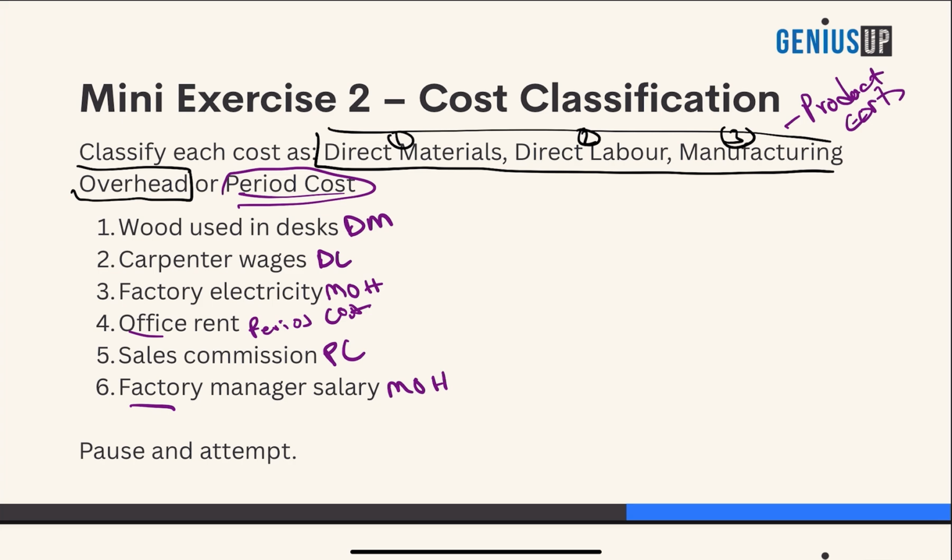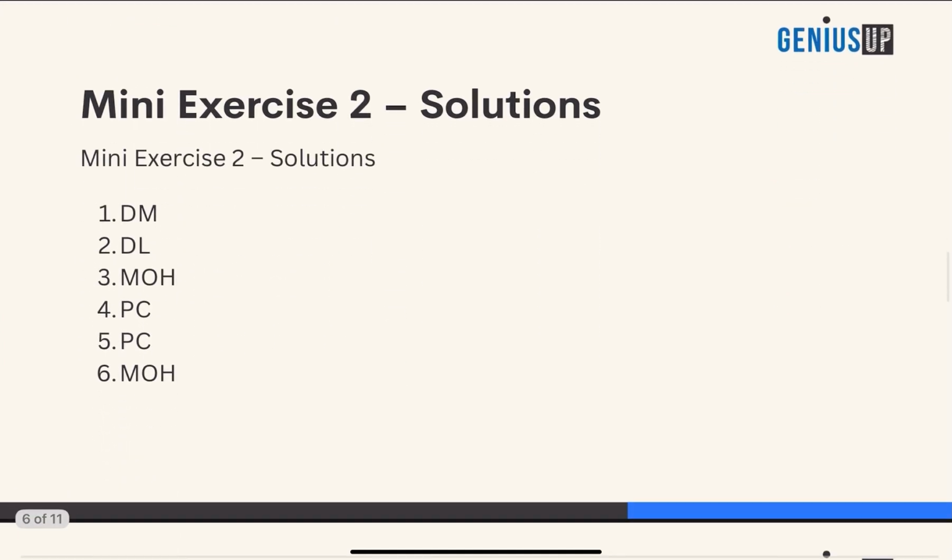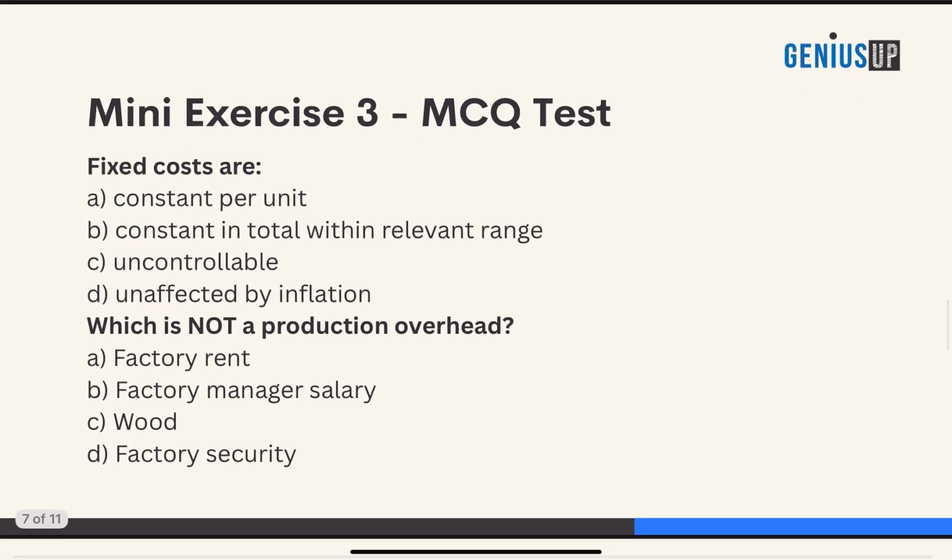Just mark for yourself, give yourself a total. These are the answers, you can just review them. But we're going to go to mini exercise number 3, and I'm going to ask you to pause and do it pretty quickly. And then let's jump straight into it together.